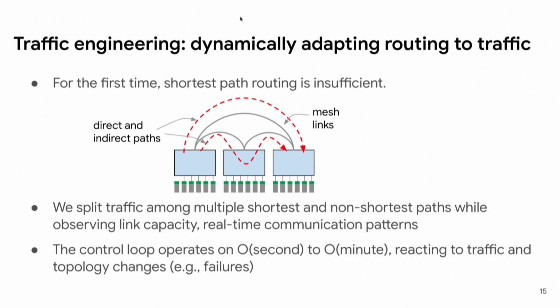First up is traffic engineering. For the first time in our data center network, shortest path routing is no longer sufficient. Instead, we enable both direct and one transit indirect paths on the block level. We split traffic among multiple shortest and non-shortest paths while observing link capacity and real-time communication patterns. Today, this traffic engineering control loop operates on the order of second to minute, reacting to traffic changes and topology changes like failures and drains.